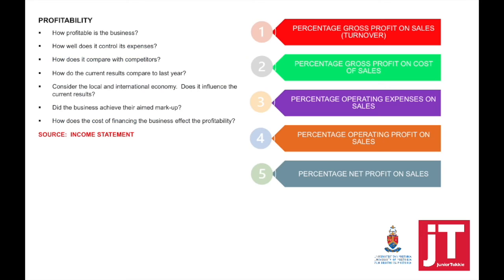Now, before we look at the analysis and interpretation part, we're just going to go through the profitability indicators. After we've completed the statement of comprehensive income and we would have completed the statement of financial position, we want to analyze and interpret our financial statements. Each and every owner of a business has certain questions that they need answers to.